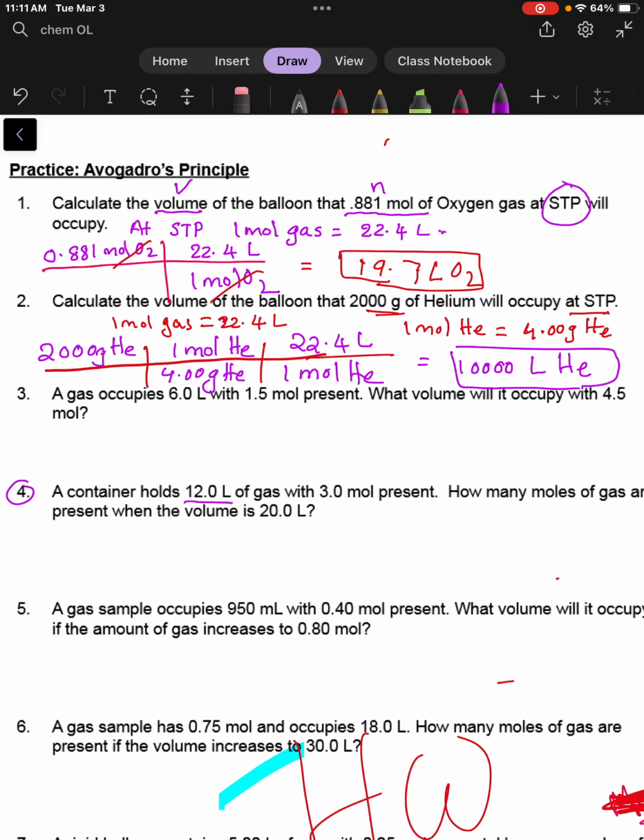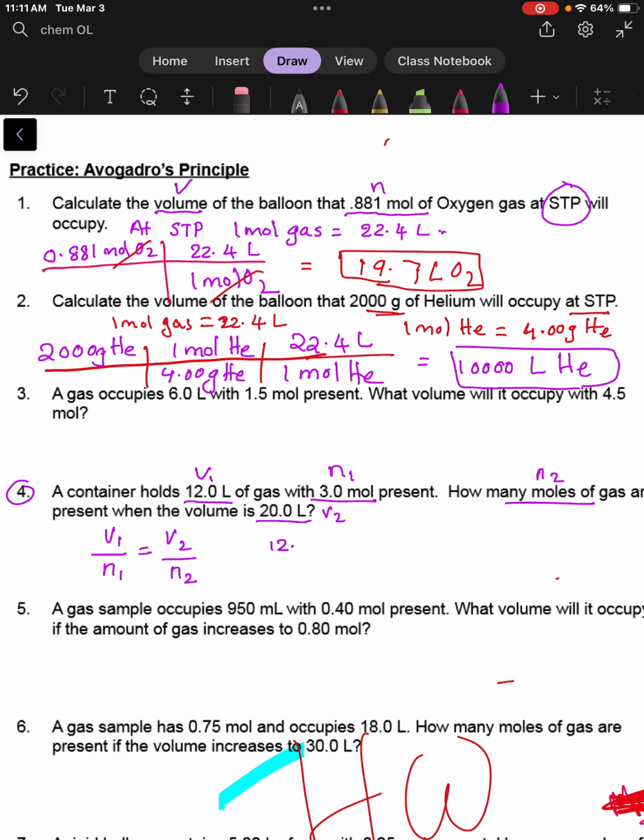A container holds 12.0 liters, so that is a volume, and there is a number of moles, and it is again asking for moles. That means there is a change. So I will write N1 for the initial moles, and after changing, it will be N2. This will be V1, and 20.0 liters will be V2. The relation we learned between V and N is that they are proportional, so V1 over N1 will always be equal to V2 over N2.